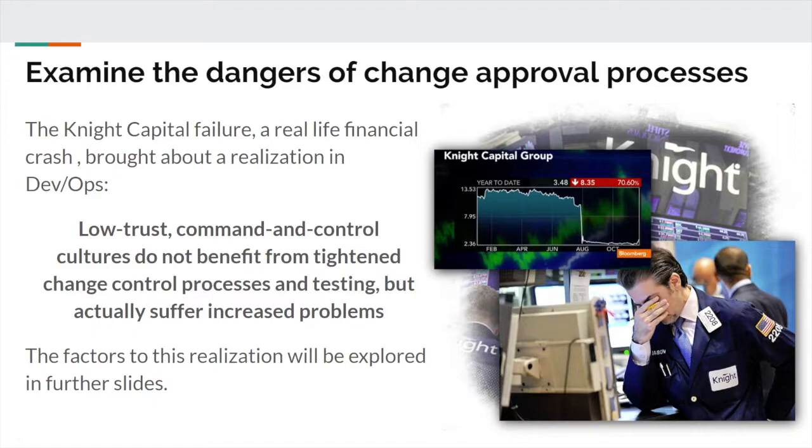Now, one of the things that the book does address is the dangers of change approval processes. It opens with an example of the Knight Capital failure, which is a real-life financial crash. Hundreds of millions of dollars were lost, and it brought about a realization in DevOps. Low-trust command and control cultures do not benefit from tightened change control processes and testing, but actually suffer increased problems. The factors to this are going to be explored in further slides, but this was their opening to how we can move from a low trust to a high trust culture.